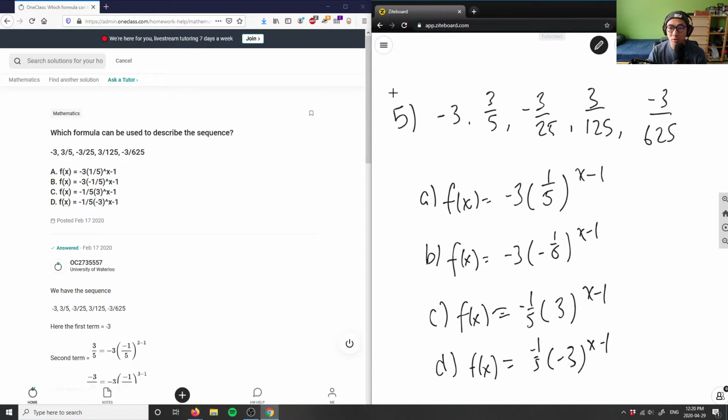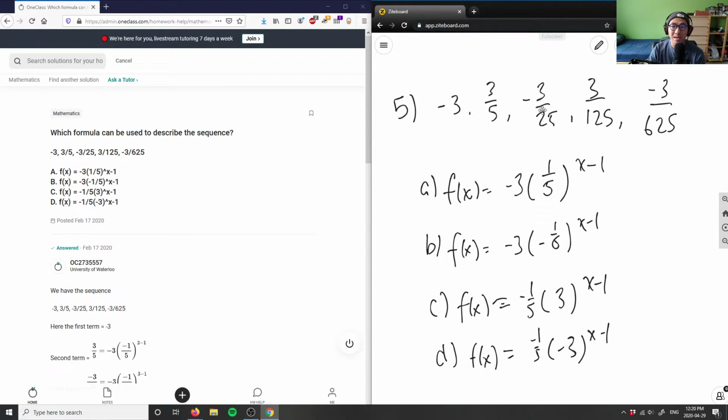So basically what we would do is sub our function in for all the terms to figure out if x equals 1 and x equals 2, right? For negative 3 here, I would sub this value in for f of x to figure out my x values. But if you look at the pattern here, I have negative 3, 3/5, negative 3 over 25, 3 over 125, and negative 3 over 625, right? As you can see, it's negative, positive, negative, positive, negative, which means my signs are changing. Therefore, it has to include some type of negative number in my solution here.